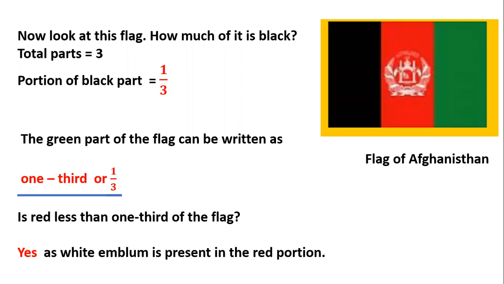But in the red color, one white emblem is there. So some red color is missing. That's why red is less than 1/3 of the flag. The middle one is not completely red; the emblem is also there. The 3 colors are divided equally, but on the red color, we are imposing the emblem. This is Afghanistan's flag.